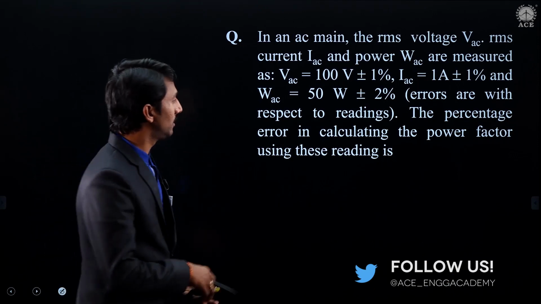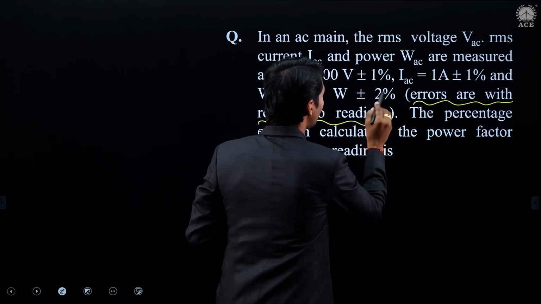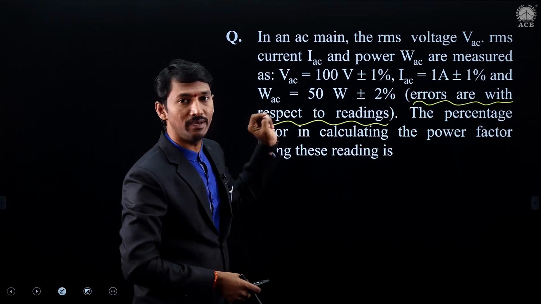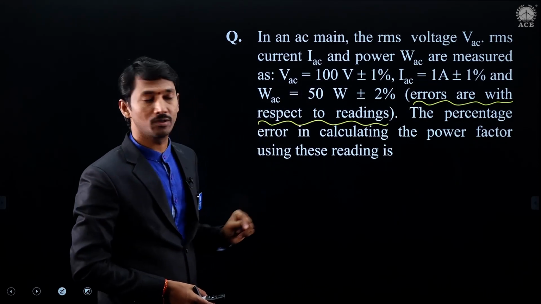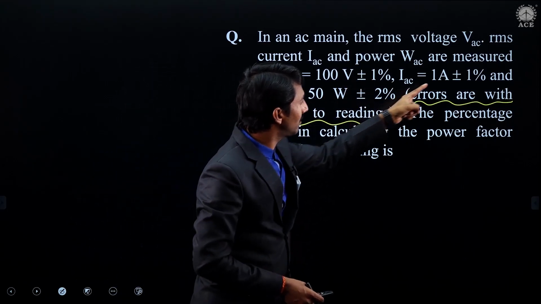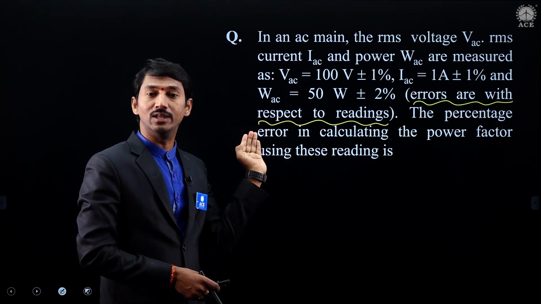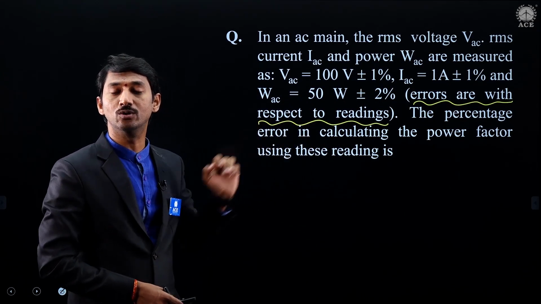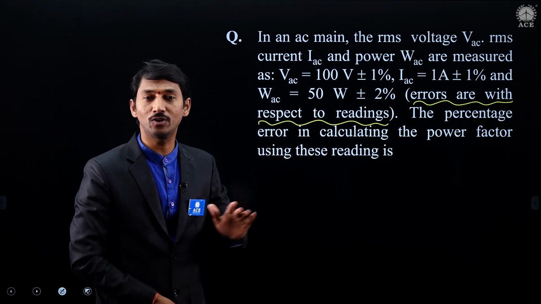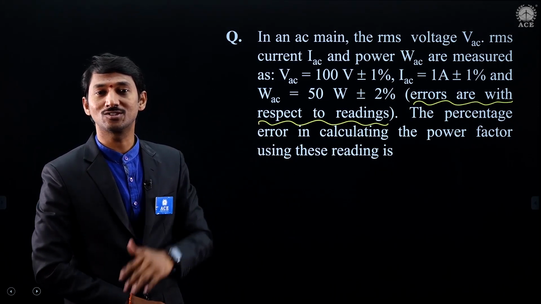But be clear in this. Here the errors are with respect to readings. What does it mean? The error is with respect to reading means what is the given value? 100 volt, 1 ampere as well as 50 watts. Whatever errors are given in the question are related to the given values, that is, the given true values. So the errors given are percentage limiting errors. That's what you want to understand. Error with respect to given reading means percentage limiting errors are given.